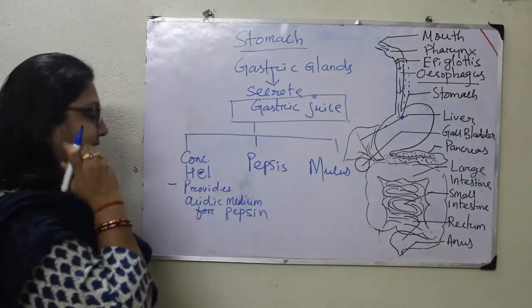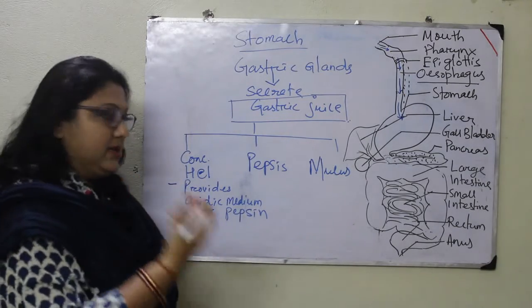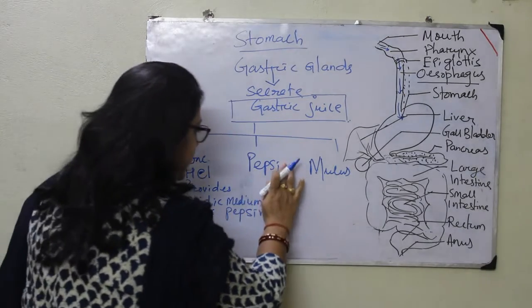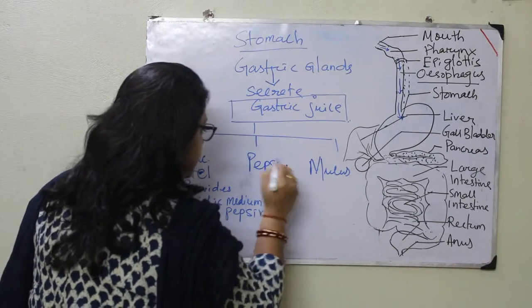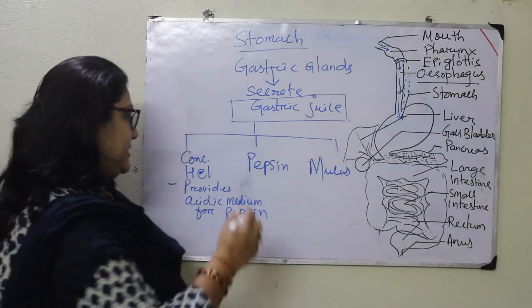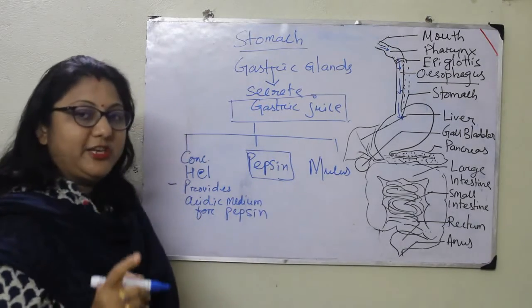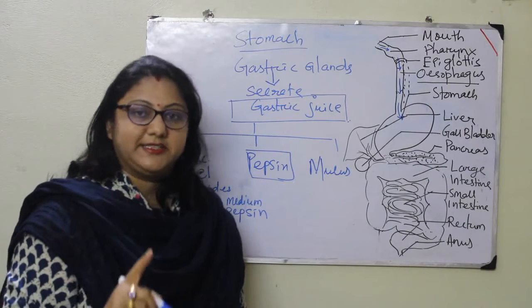Okay, it provides acidic medium for the pepsin. So now what is this? Sorry, it is N. Okay, acidic medium for pepsin. Now what is this pepsin? The pepsin is a protein digesting enzyme.